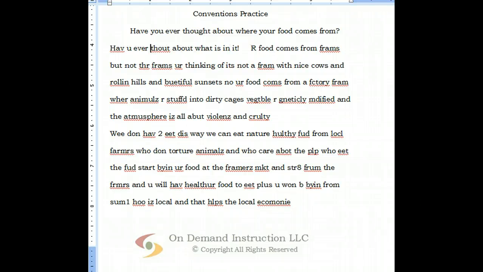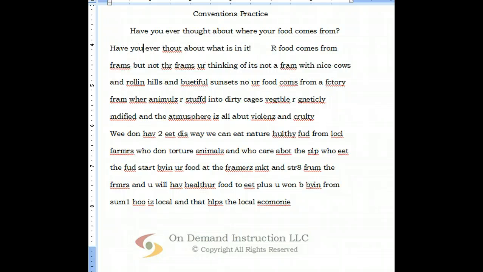Okay, let's take a look at the second sentence here. "Have you ever thought about what is in it?" Okay, so we've got a couple of different problems here. Our sentence starts off with "have," which is spelled incorrectly, so we're going to add that E at the end. Notice that the U is not underlined, so spell check is not coming up with all of our problems that need to be corrected. We need to come up with those on our own, so we're going to change that to U. Have you ever thought? We have a new spelling of the word thought, but again, it's correct, about what is in it.